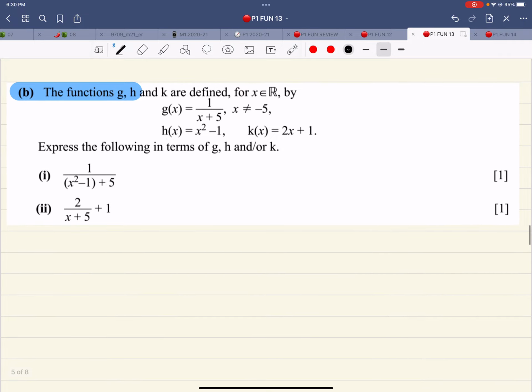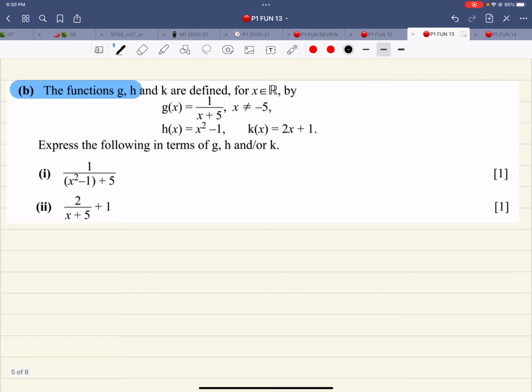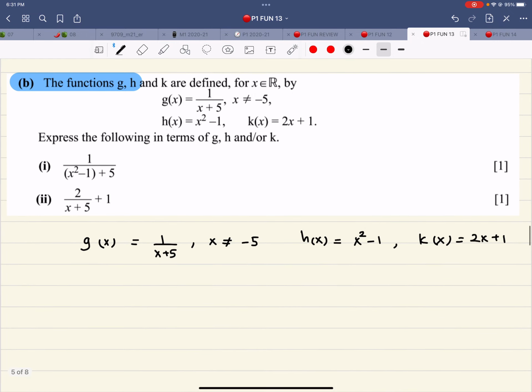The third question is just like this. The functions g, h, and k are defined as such and such. I think the k is not used over here, that's why I have omitted it. I hope there is no mistake. g(x) is 1 over x plus 5, and x should not equal negative 5. Oh, k(x) is written over there, my bad. h(x) equals x squared minus 1, and k(x) is 2x plus 1. It was all written in a line, so that's why it was kind of blurry.